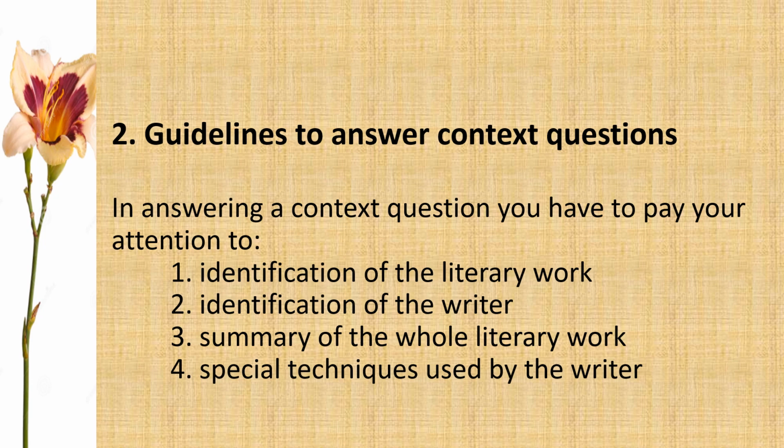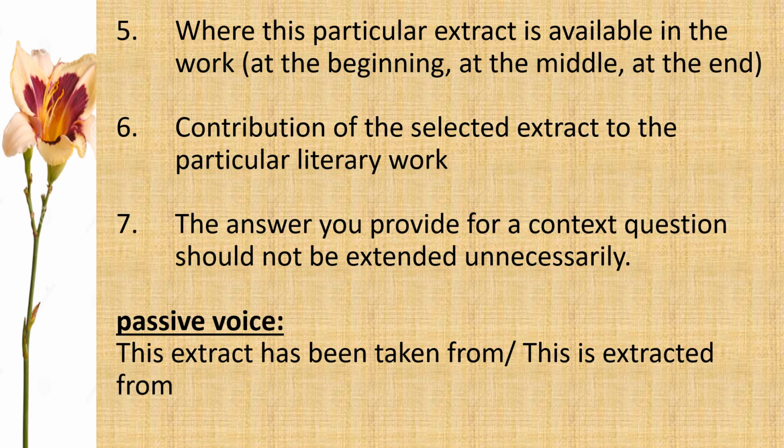Guideline number 4. Special techniques used by the writer. If you identify that there are certain special techniques used by the writer to compose this particular literary work, mention them briefly. Guideline number 5. You are supposed to identify where this particular extract is available in the literary work. You have to mention whether the given extract is available at the beginning of the literary text, in the middle of the literary text, or at the end of the literary text.